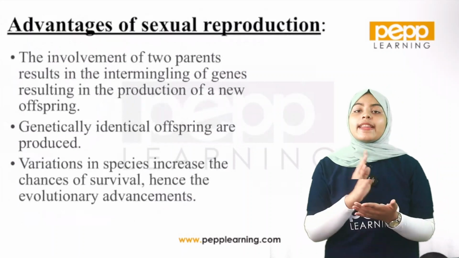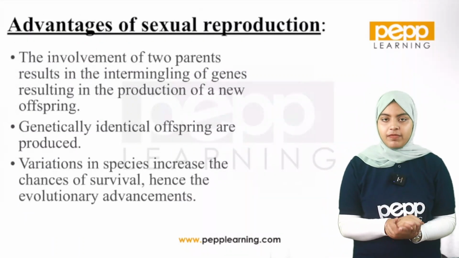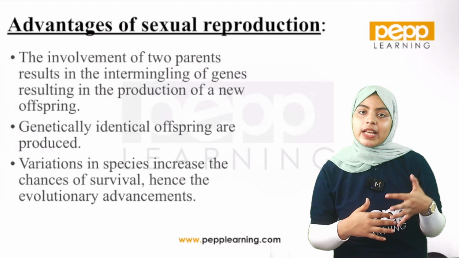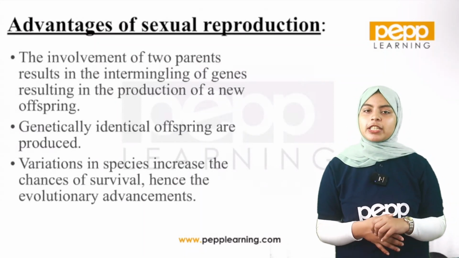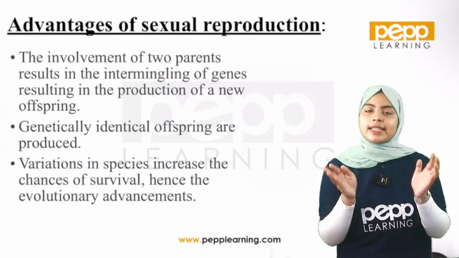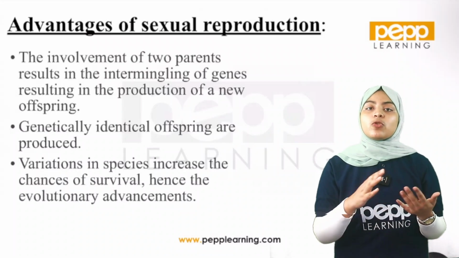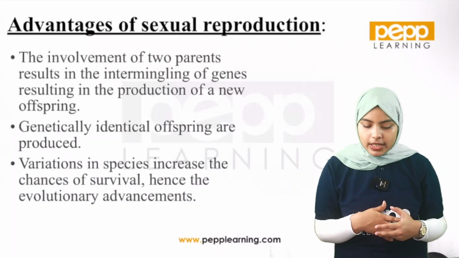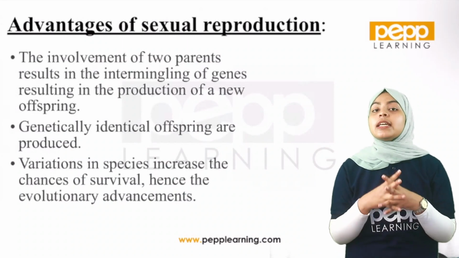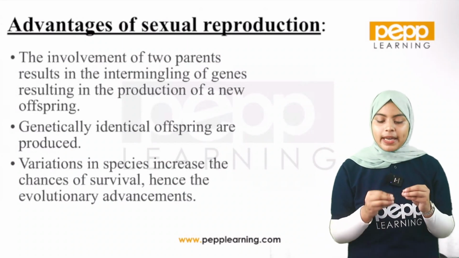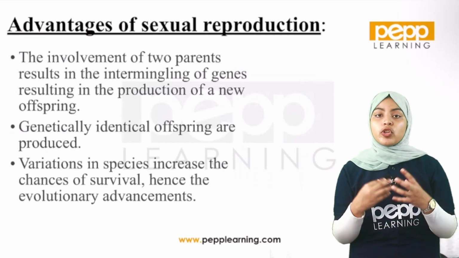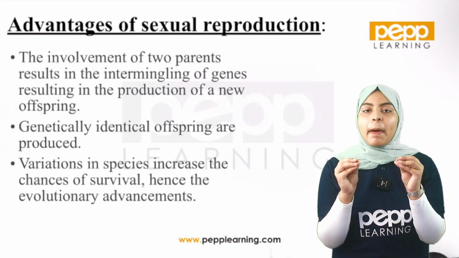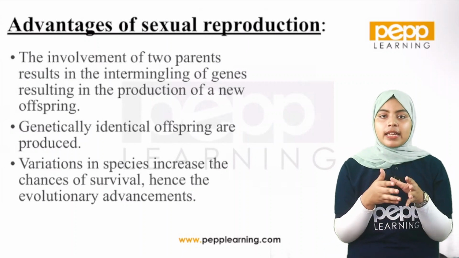So now what are the advantages of sexual reproduction? We talked about the advantage of asexual reproduction: there is only one mate required and it's less complicated. Whereas in sexual reproduction, the advantage is the involvement of two parents. Two parents are involved and result in the intermingling of genes, resulting in the production of new offspring.